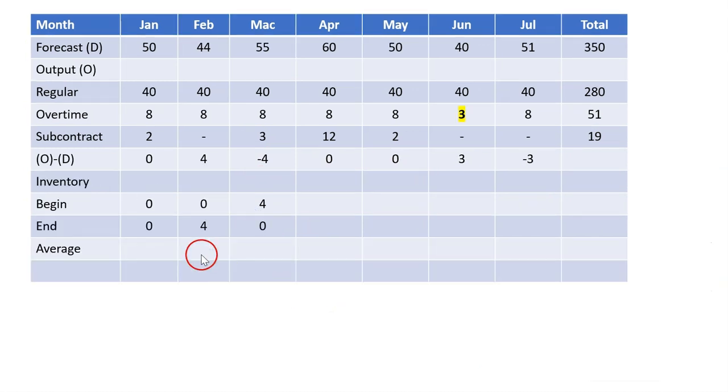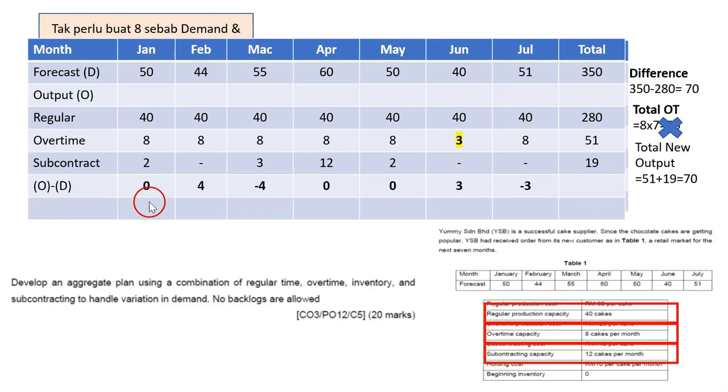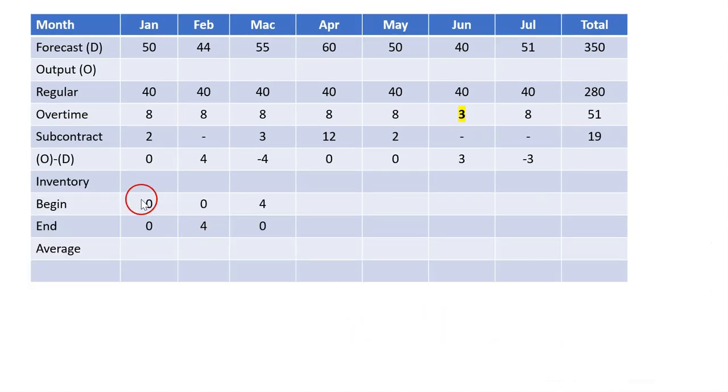Okay, let's do the inventory. So we will start with 0. How do I know 0? Because it gives the information here, 0. So 0 plus 0, 0. Then you bring to next month. 0 plus 4 is 4. Then the next month you open with 4. 4 plus negative 4 is 0.